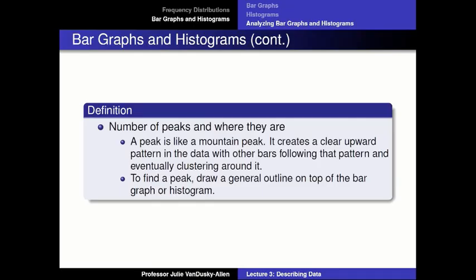The next characteristic of a bar graph or histogram that you should describe is the number of peaks and where they are. A peak is like a mountain peak. It creates a clear upward trend in the data with other bars following that pattern and eventually clustering around it. To find a peak, draw a general outline on the top of the bar graph or histogram.